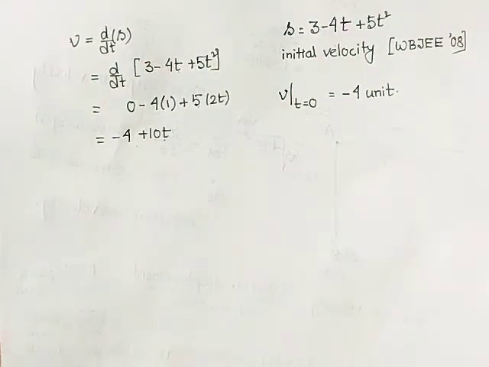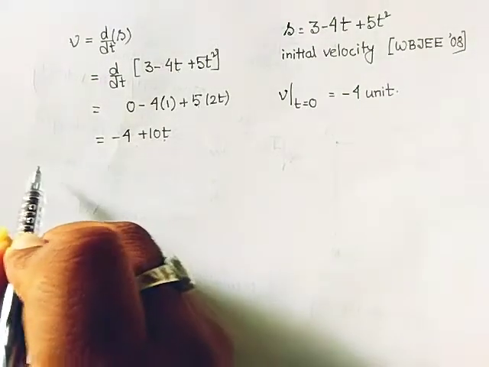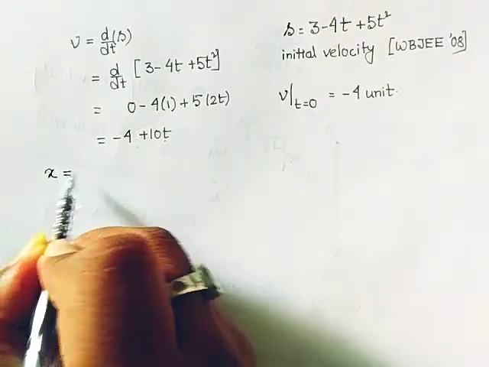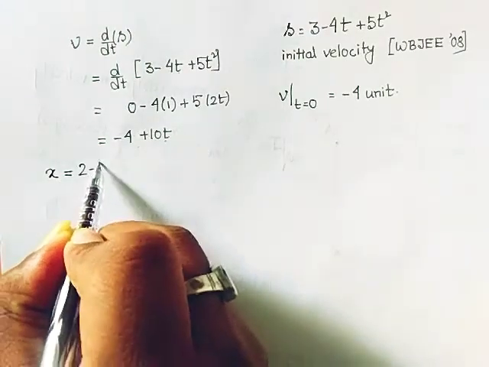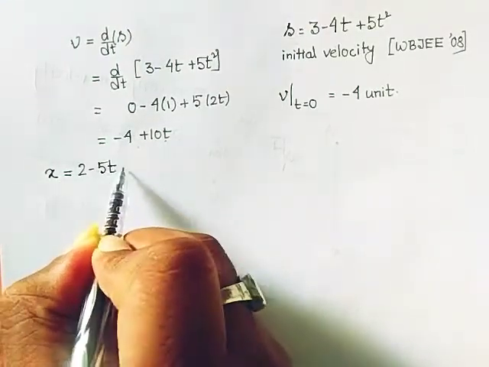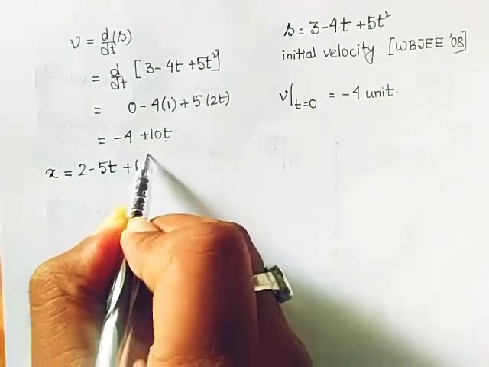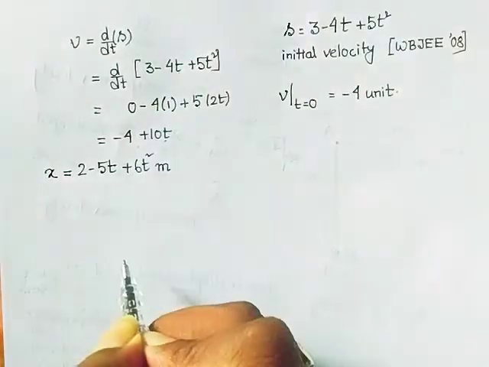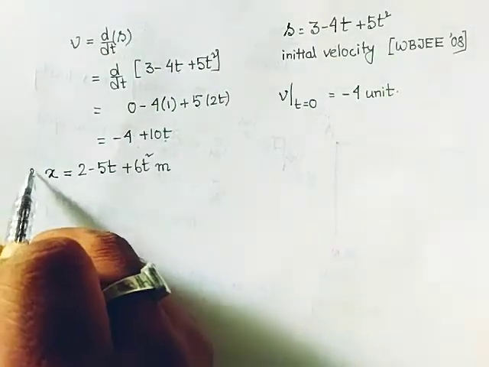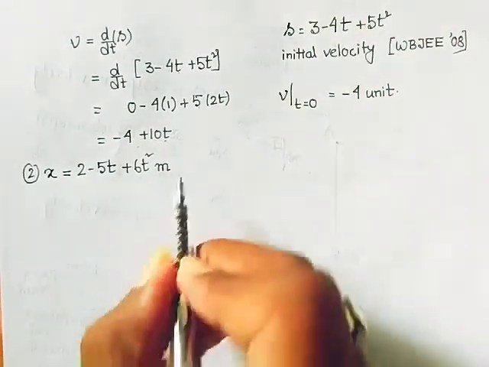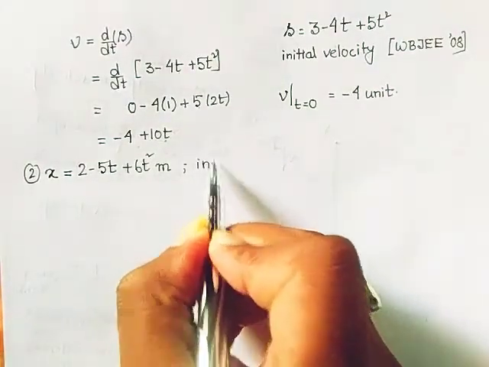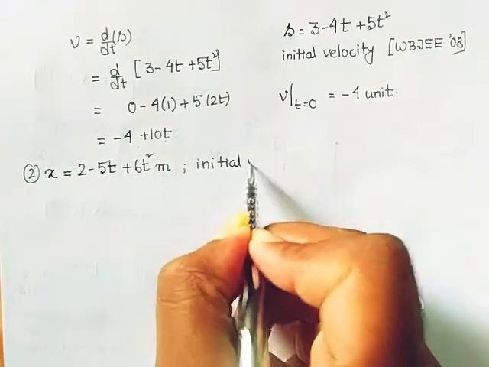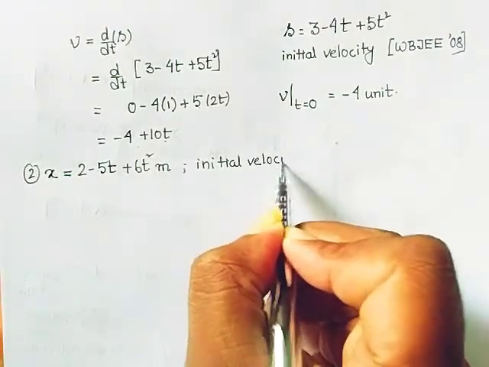The next question is, the equation of motion of a particle can be represented as x equal to 2 minus 5t plus 6t square meter. Okay, this is our second question, and you have to find out the initial velocity here.